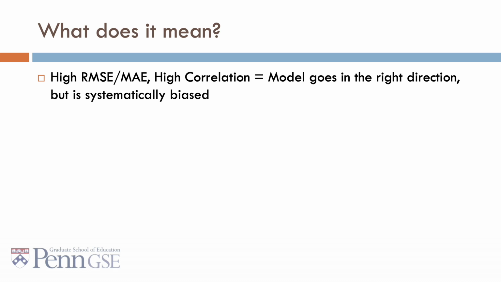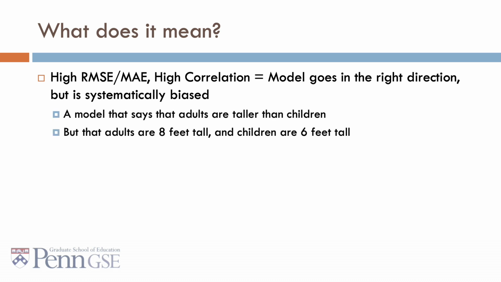For example, your model might say that adults are taller than children. You got the correlation in the right direction. But it says that adults are 8 feet tall and children are 6 feet tall. It's got a pretty high error.